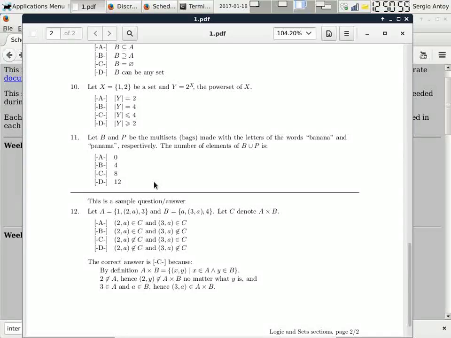You agree? Is (3, a) there? Yes. Why? Because 3 is in A and small a is in B, and so you have the pair there. This is the kind of explanation that will certainly give you full credit for the problem and show that you understand.